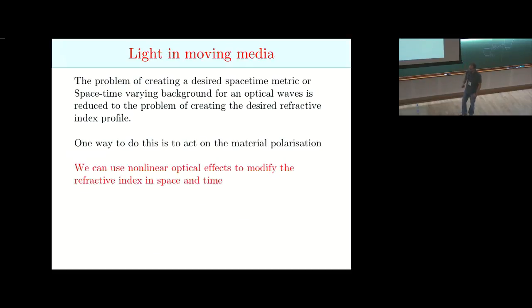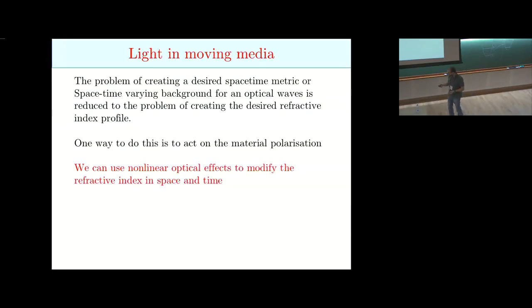Okay, so then the problem of creating a desired space-time metric that I want to study, or space-time background, is essentially reduced to the problem of creating a refractive index profile that can mimic this space-time. So the first thing you do is choose one, the Unruh effect, whatever it is, the Hawking radiation. That's the space-time metric that I want to mimic. You look at the space-time metric, and just by comparing the two, you pull out what the n of x and t should look like, and then you have to come up with a way to generate that n of x and t. Okay? So how do you do that?